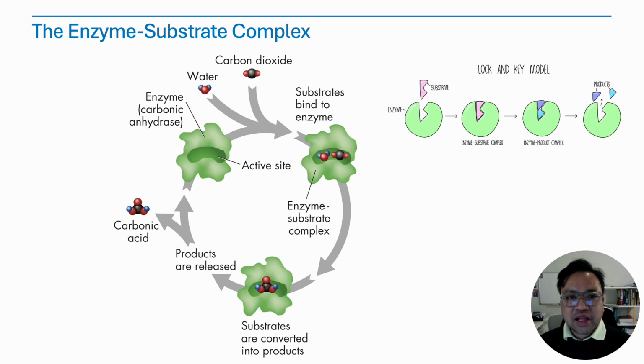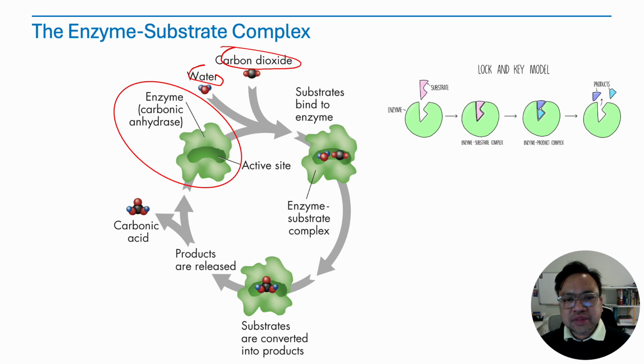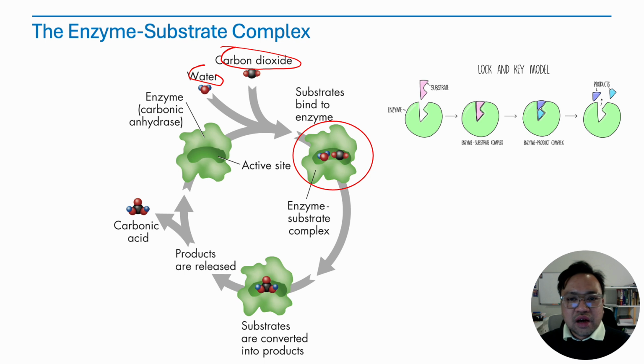The left side of the slide shows the detailed process with the use of carbonic anhydrase as an enzyme. First, the enzyme shown is carbonic anhydrase. The substrates are carbon dioxide and water. These substrates bind to the enzyme's active site, forming the enzyme substrate complex. So this one is the enzyme substrate complex.